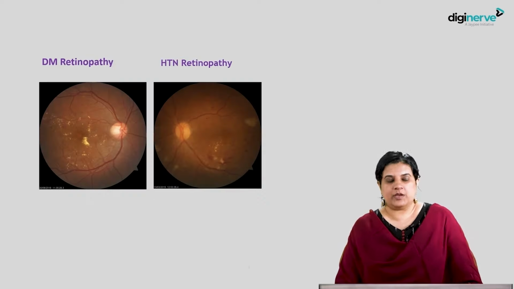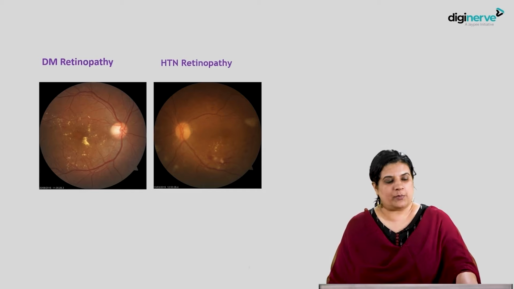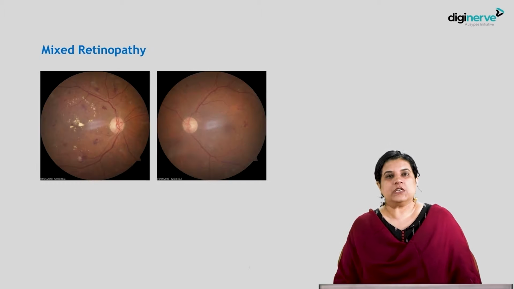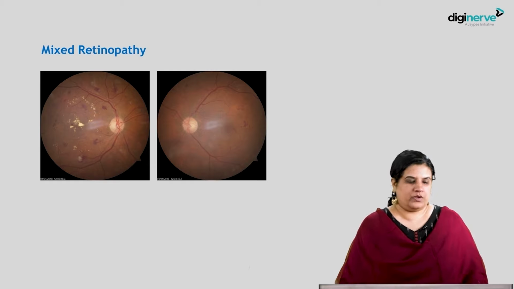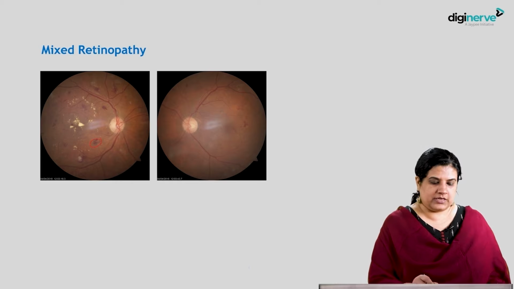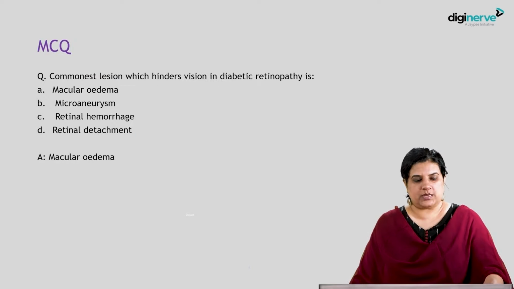So here are two images to show you distinct clinical differences between diabetic as well as hypertensive retinopathy. This is an image of a patient with mixed retinopathy. That means the individual has both diabetes as well as hypertension and has clinical features of both the entities. So we have blot hemorrhages and some superficial hemorrhages, hard exudates and even cotton wool spots. So features of both the disorders are present.